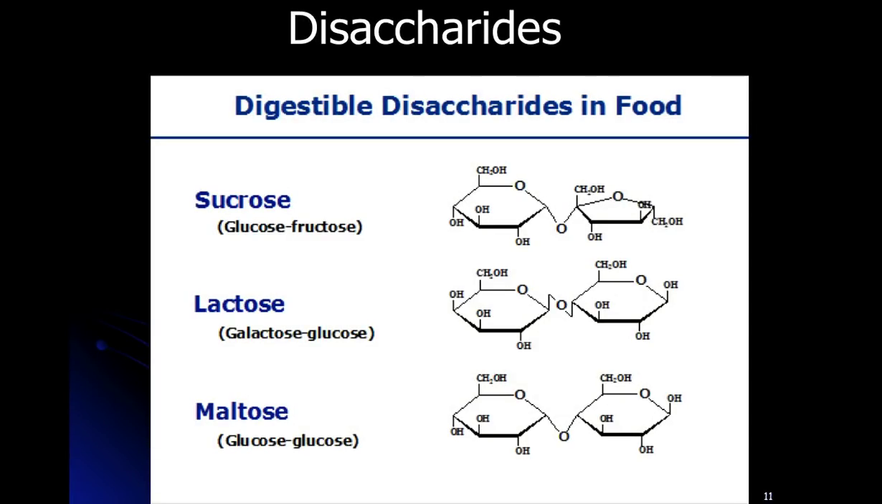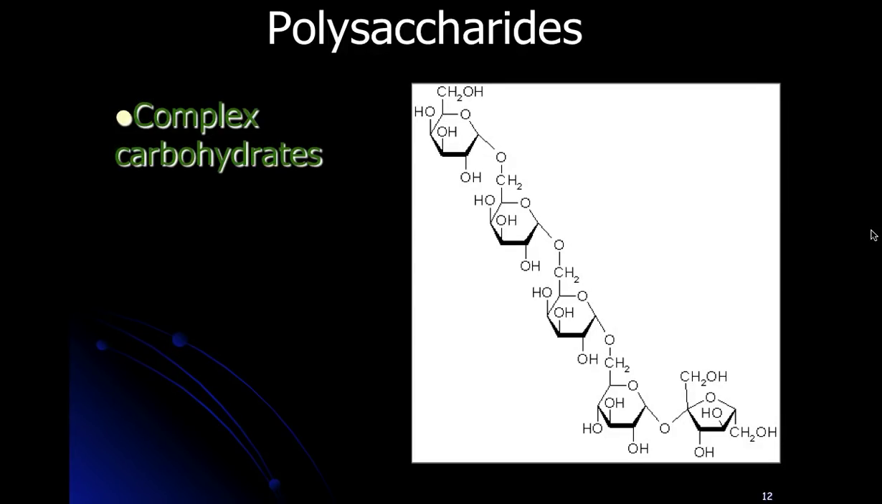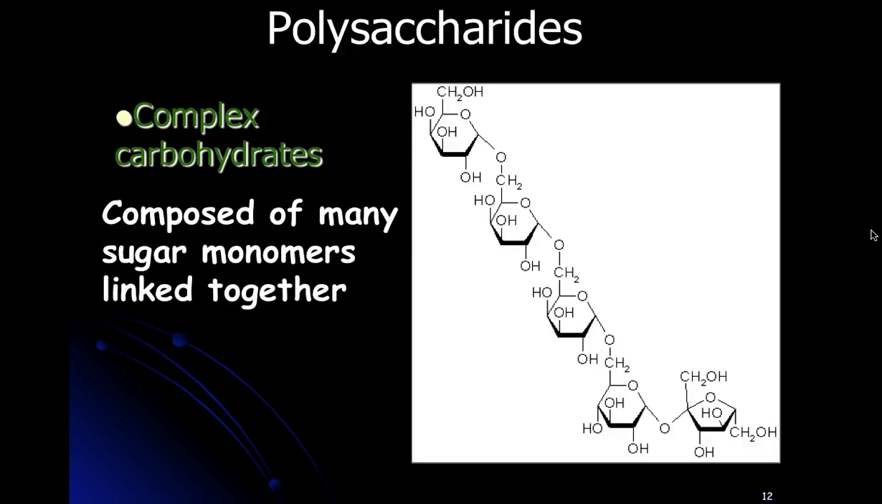So here you can see our disaccharides. Again, one sugar, two sugars. One monosaccharide, two monosaccharides makes a disaccharide. But then we have our polysaccharides. Poly meaning many, saccharide meaning sugar, so we have many sugars. Here's a long chain of monosaccharides that make a polysaccharide. So these are complex carbohydrates, the ones that are more beneficial, composed of many sugar molecules linked together. So again, 1 monosaccharide, 2 monosaccharides, 3 monosaccharides, 4 and 5. But since they're linked together, we call it a polysaccharide.